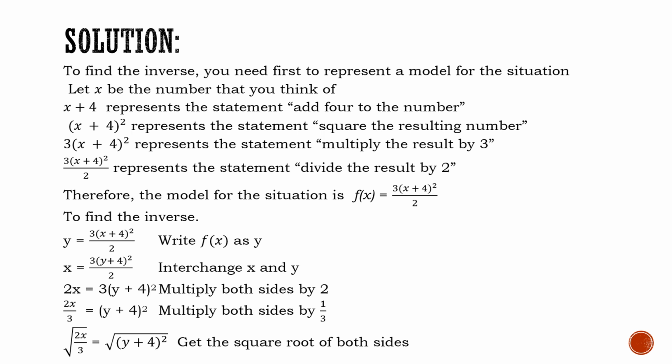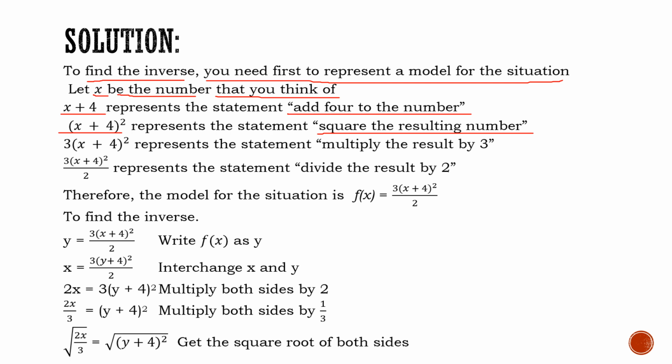So for the solution in this example number 1, to find the inverse, you need first to represent the model for the situation. So we are simply assigning a variable to what is being asked. So let x be the number that you think of. We let x be your positive number, the unknown value of that positive number. So we add 4 to the number. That's why we represent this as x plus 4. Then we take the square of the resulting number, which is x plus 4 squared.